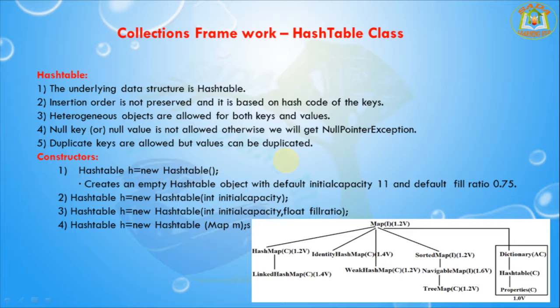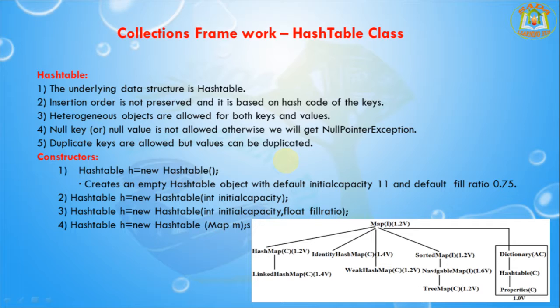In Hashtable there are four constructors available. One is the default constructor. The default constructor creates an empty Hashtable object with the default initial capacity 11 and the default fill ratio 0.75. The second constructor is a parameterized constructor. It takes one integer argument and creates a Hashtable with that initial capacity.